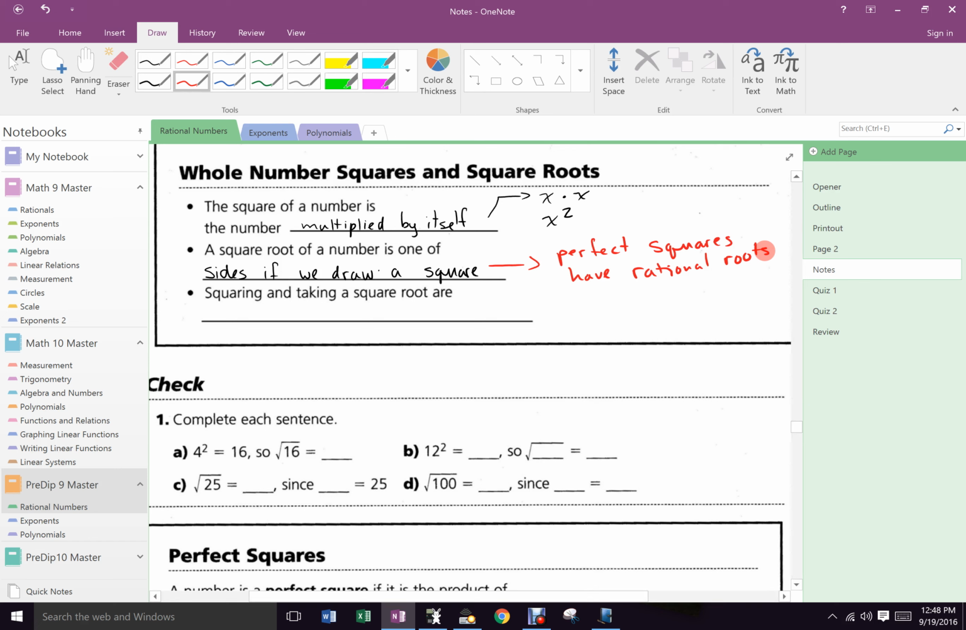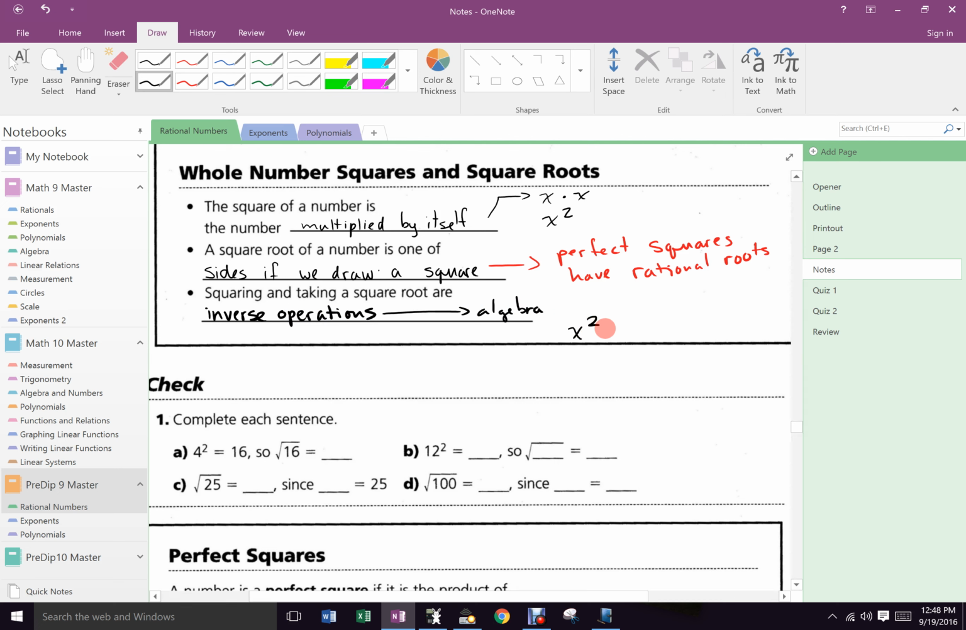Everybody good? Now, the next thing you need to know is this. Squaring and taking a square root are what we call inverse operations, which means they have a place in algebra, which we are going to be doing again in a little bit. We're going to lead up to that. What do I mean by that? I mean this.